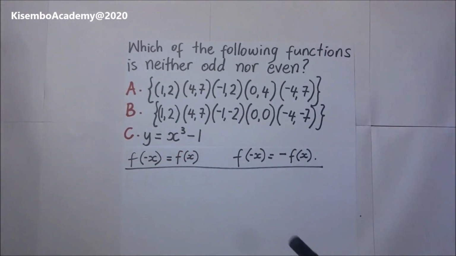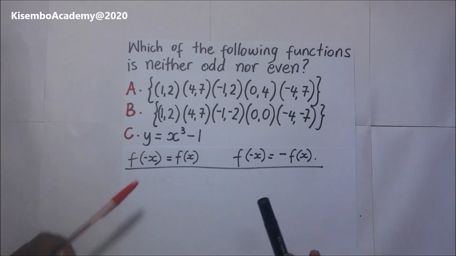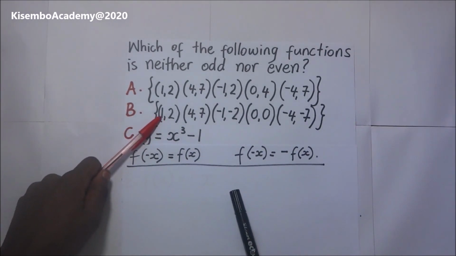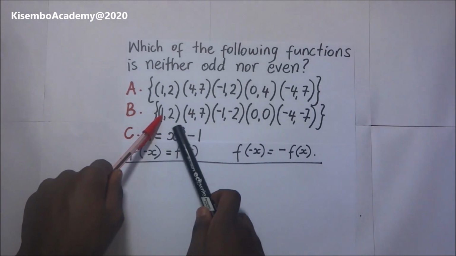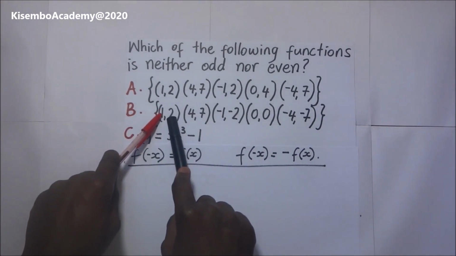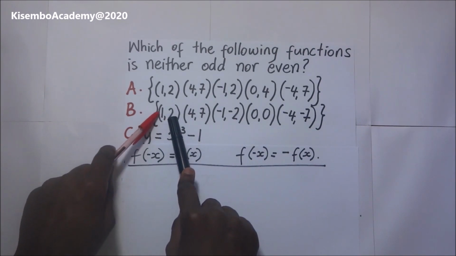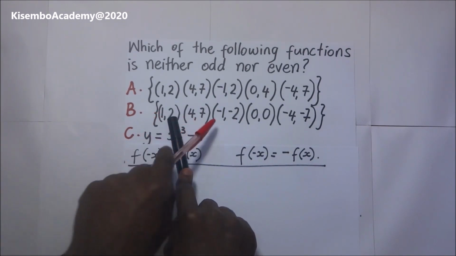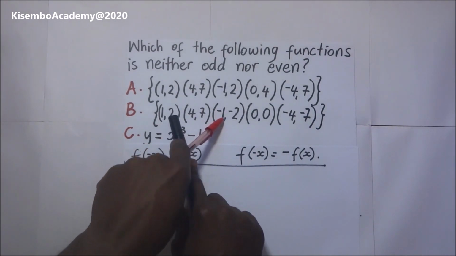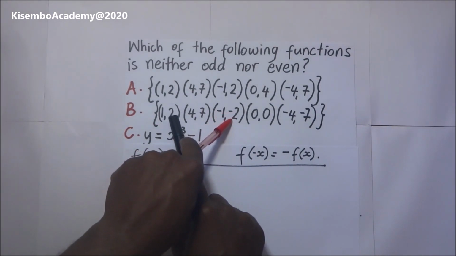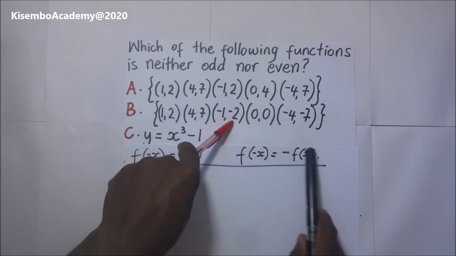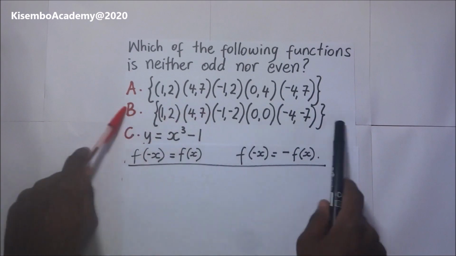If you look at the ordered pairs in B, for example, when x is 1, we get 2 as the value of y. Now instead of putting positive 1, when we put negative 1 in the place of x, we are going to end up getting a negative answer in the place of y, negative 2. So this satisfies this condition. This is an odd function.